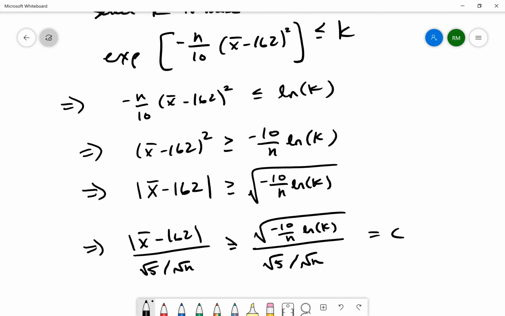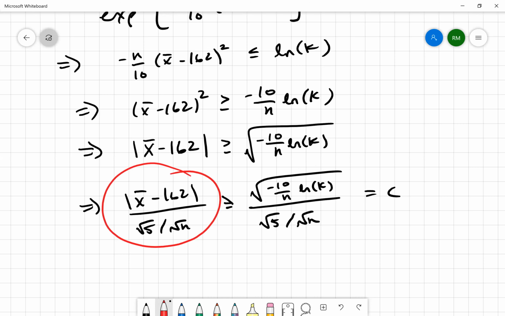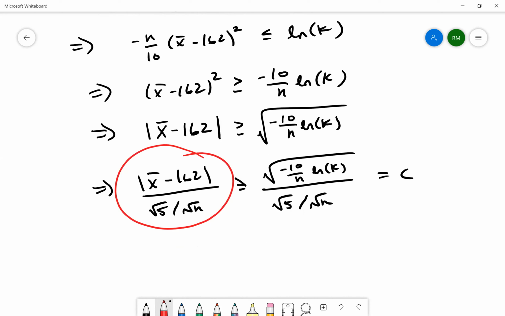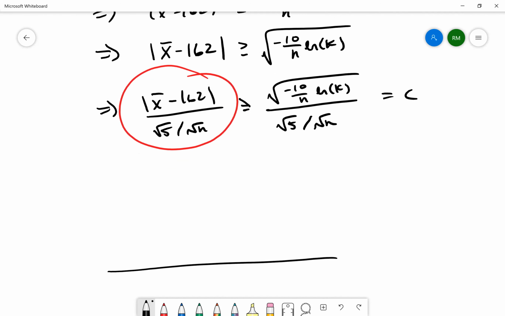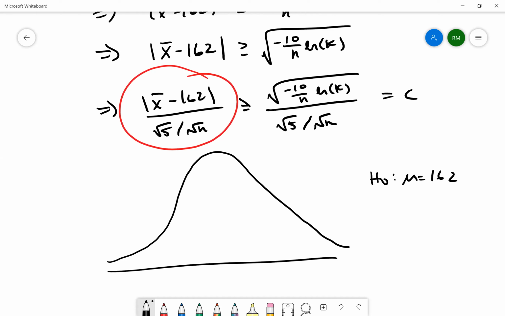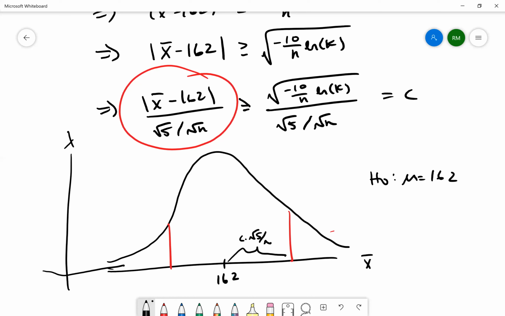So why do we care about this? Well, this should look very familiar. This you should recognize as coming from the critical regions in the past we defined for a two-sided test. So what's happening? Well, here's our normal distribution. We pick this under the hypothesis of mu equal to 162. So the mean is 162. And we picked our C so that if this is x bar down here, and this is lambda right here, this distance is actually C times root 5 over root n.